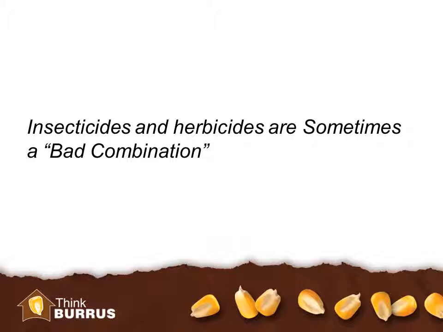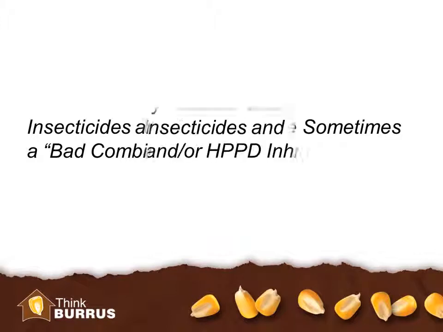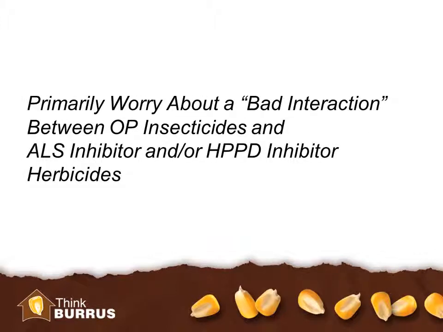Now that said, growers should remember that there are sometimes harmful synergistic interactions when the use of certain insecticides coincides with the use of certain herbicides. We primarily worry about a bad interaction between organophosphate insecticides, OP insecticides, and ALS and/or HPPD inhibitor herbicides.